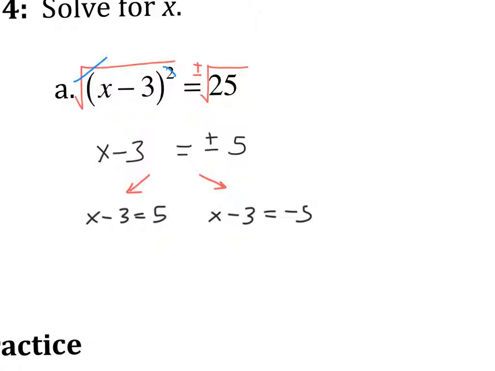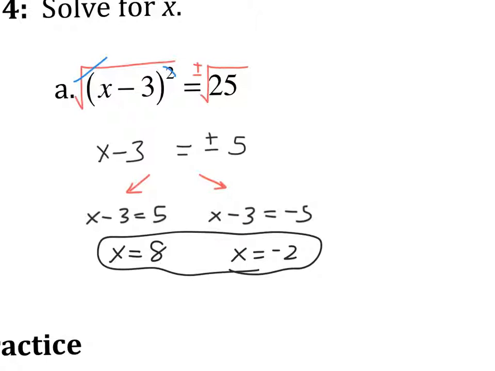So here I add 3 to both sides to get x equals 8. And I add 3 to both sides here to get negative 2. So notice, here's a situation where I don't have opposites. Because before we had plus 7, minus 7, plus radical 2, minus radical 2. But here, one's positive, one's negative, but they're not opposites. It's not 8 and negative 8.